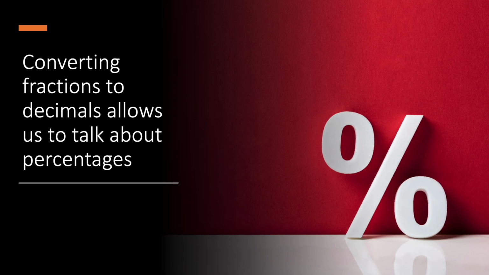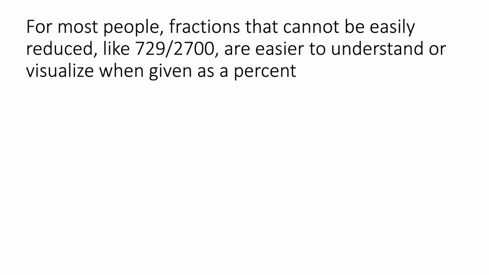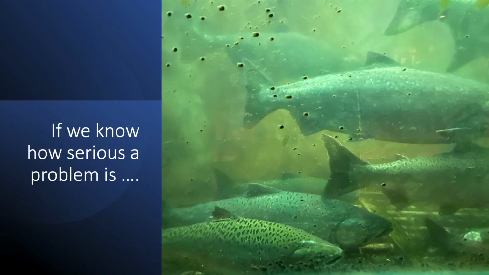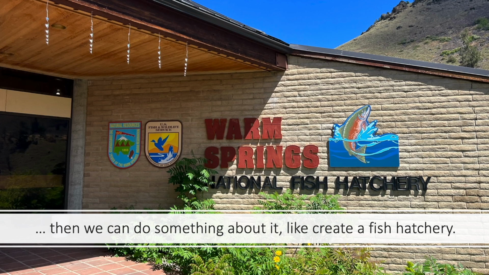Converting fractions to decimals allows us to talk about percentages. Percent literally means per 100. For most people, fractions that cannot easily be reduced, like 729/27, are easier to understand or visualize when given as a percent. Like this. If we know how serious a problem is, if we understand the fraction, the decimal, how much less we have, then we can do something about it, like create a fish hatchery.